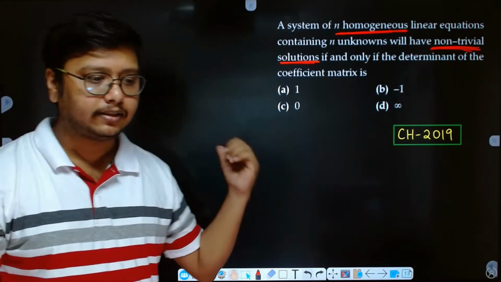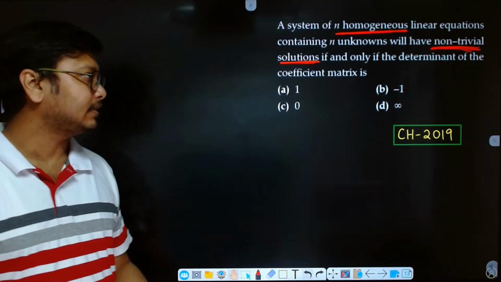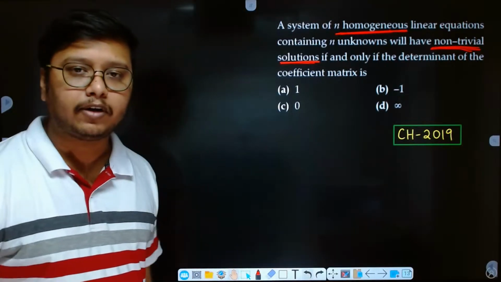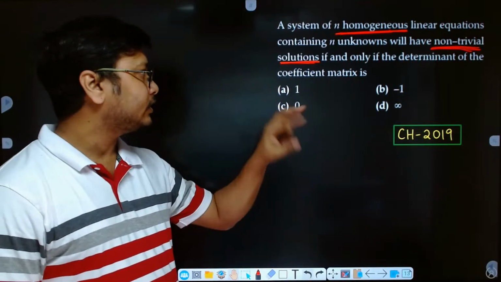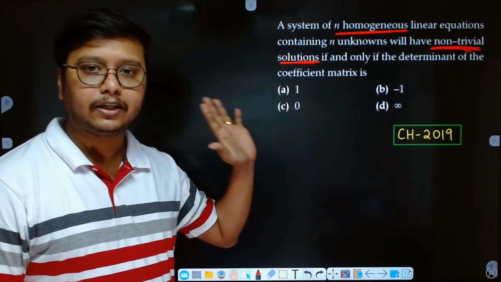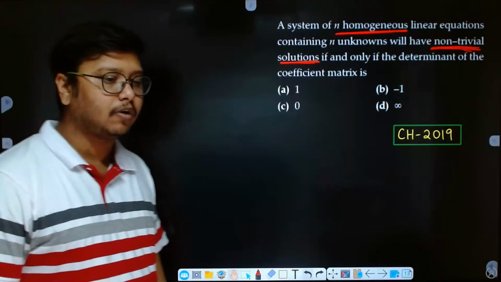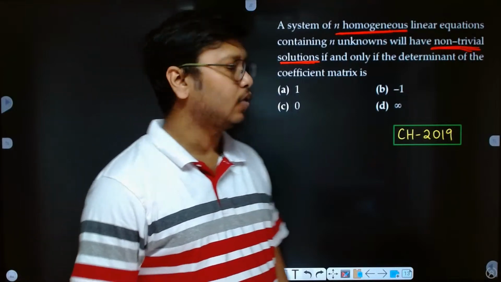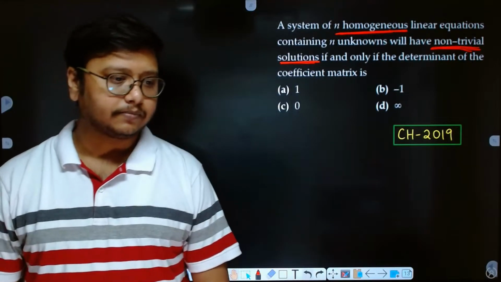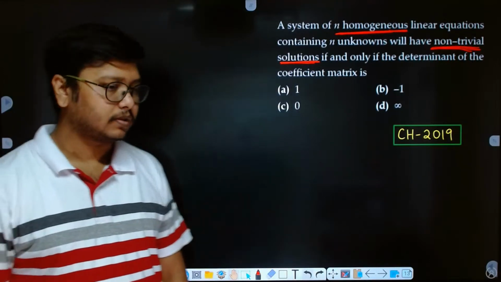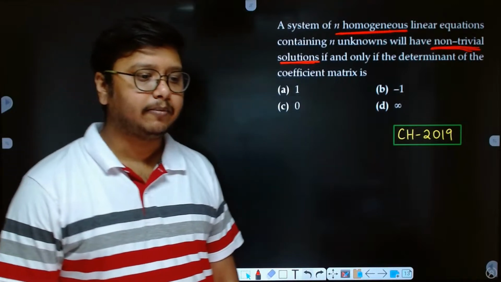Come on, let people answer this. Come on, guys, answer this question. Very simple, straightforward concept question. Homogeneous, non-trivial. Something which I talked about right at the beginning. What is the condition for homogeneous and non-trivial? What should be the determinant value?